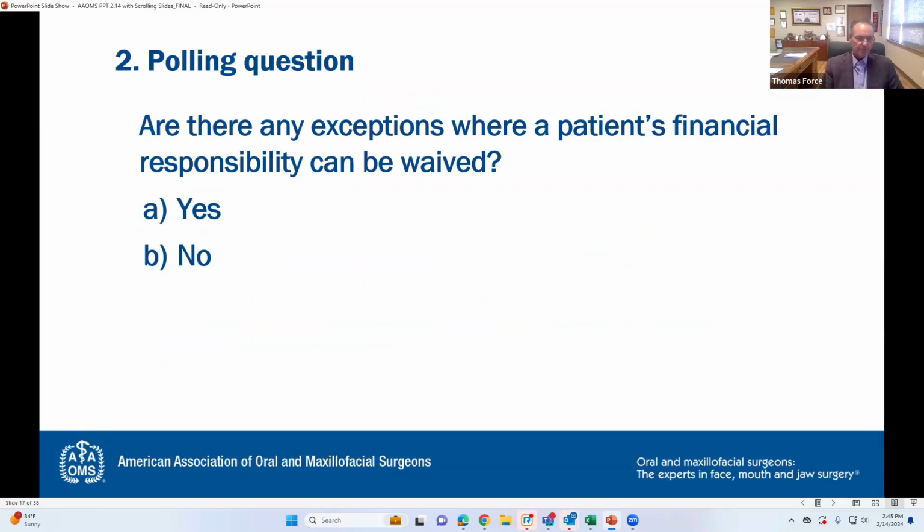So polling question. Are there any exceptions where a patient's financial responsibility can be waived? Waiving deductibles and coinsurance. Are there any exceptions where you can waive that patient financial responsibility? Yes or no? I'm just going to wait for the moderator to tally up the responses.